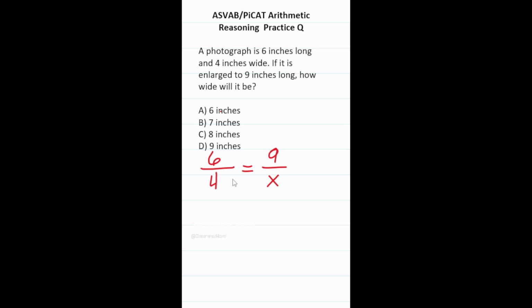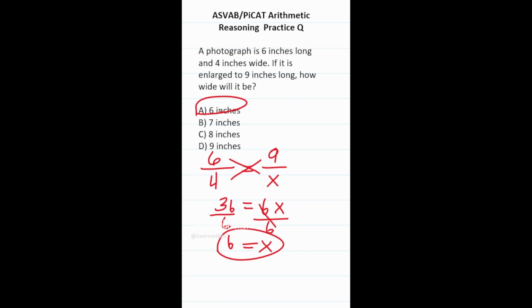We'll call that x. This becomes 4 times 9, which is 36, equals 6 times x, or 6x. Divide both sides by 6 now to get x by itself. This says x equals 36 over 6, which is just 6. So its new width is 6 inches.